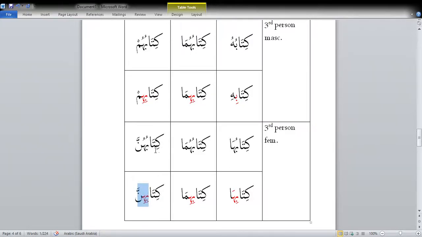Kitabihinna. Change from kitabuhunna to kitabihinna because the last letter of the noun that it's attached to has a kasra, right? So even if this was a fatha, it would go back to being kitabahunna, right? It only applies when there's a kasra at the last letter of the noun, right, Riyadh?